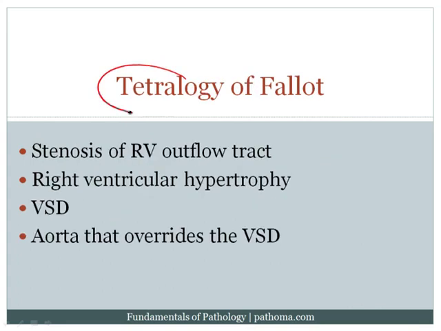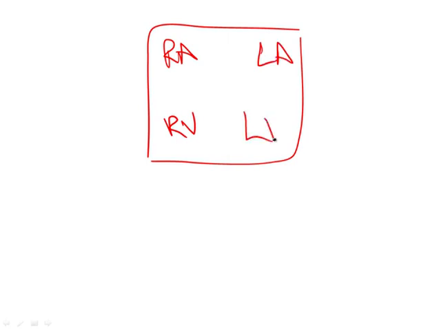The next disorder is tetralogy of Fallot, and when you have tetralogy of Fallot, there's going to be 4 problems, and if you understand the anatomy, it makes it particularly easy to understand what's going to happen. So let's go back to the whiteboard and simply draw our diagram. You've got the right atrium, the right ventricle, the left atrium, and the left ventricle.